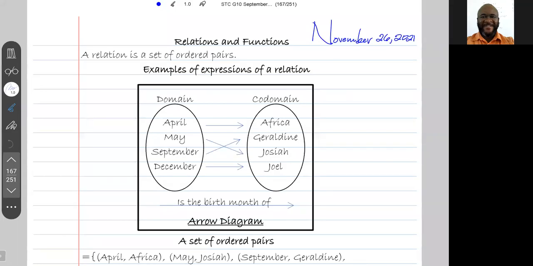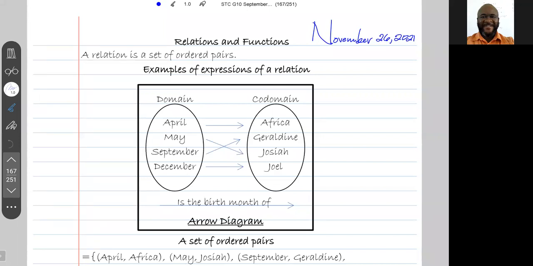All right, so good evening. Today is Friday, November 26th, and we're starting relations and function. So this is how I would start. I would start by saying that a relation is a set of ordered pairs.